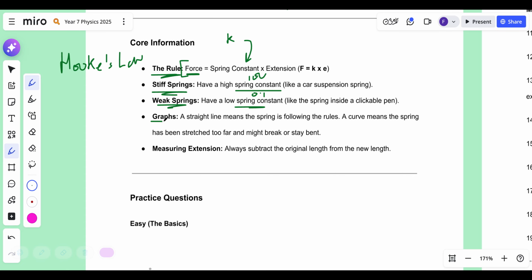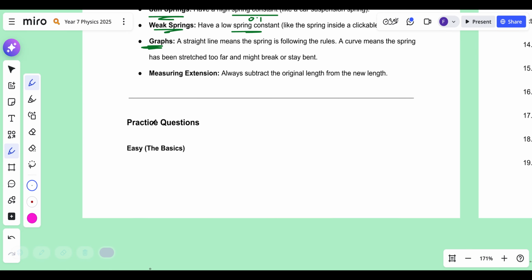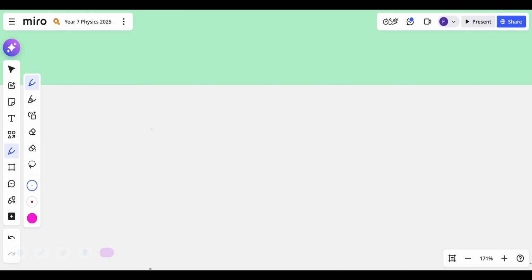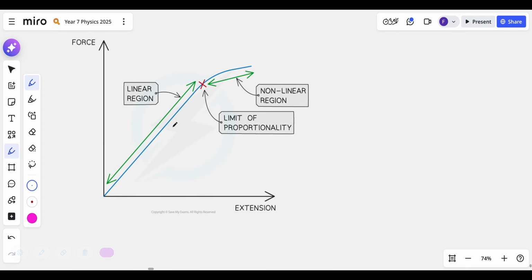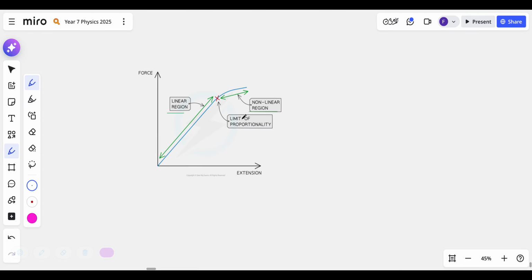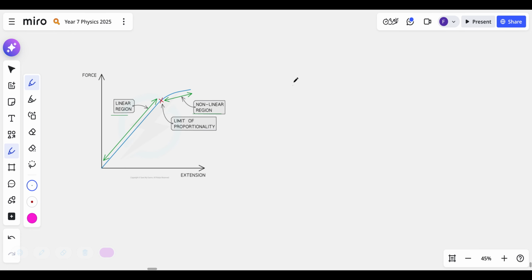I also want to talk about graphs. Now, when you look in books, you'll have a really horrible graph like this. It looks mean. It's got words like that and that. So I wanted to explain it in a way that I explain to my children. So this is extension. How far has it extended? And this is the force.